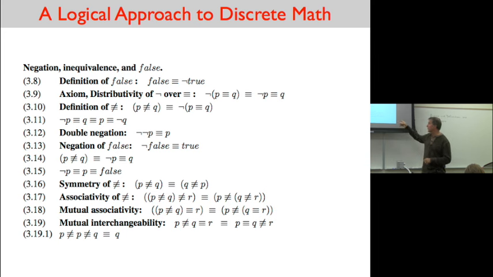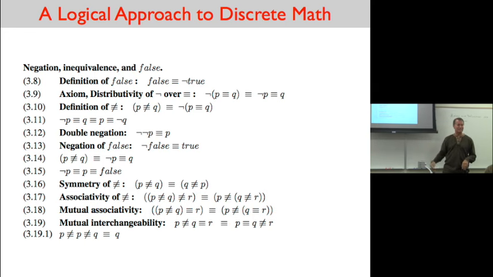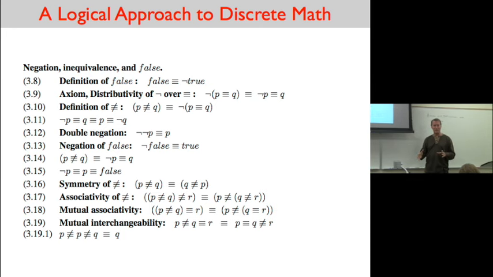And you might be right. Maybe these could have been flipped, but still, I don't think you would want them to both be axioms. I don't think you'd want both 3.8 and 3.13 to be axioms, because you can get 3.13 from 3.8. Yeah. See? So are you with me on how the whole system is set up?